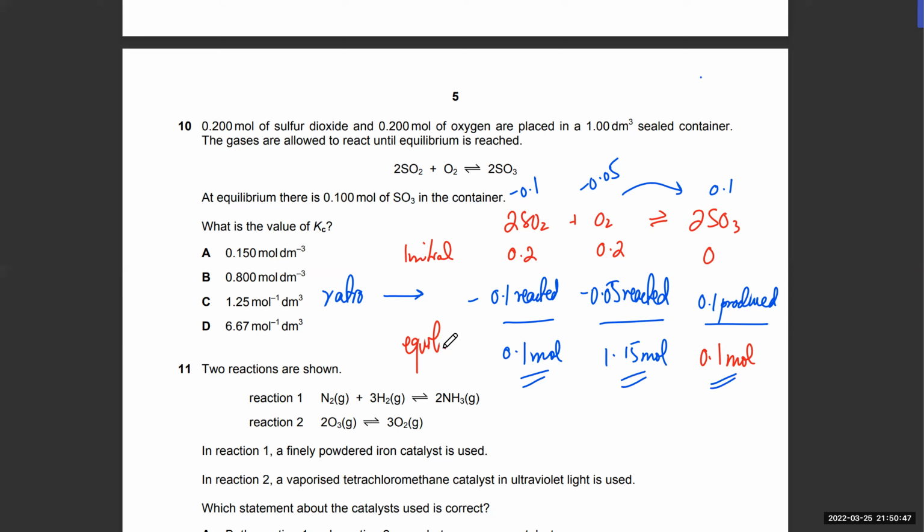तो आपके पास equilibrium moles आ गए. And remember कि you can't use moles in the expression, you have to use concentration. Concentration is moles over volume. The container volume is 1 dm cube. A lot of people miss this step.